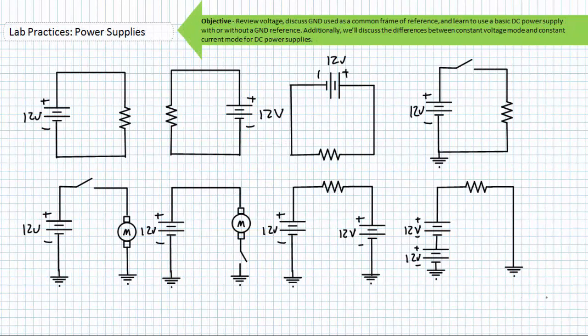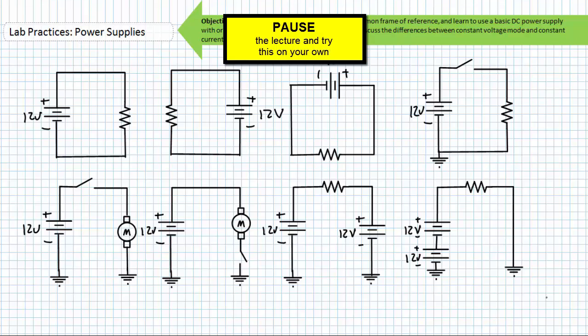Okay, here's our rogues gallery of goofy circuits. Again, what I'm asking you to do, see if you can determine the direction which conventional current will flow, if at all. If current does flow, indicate the polarity of the voltage drop. Pause the lecture and take your best shot. Again, fair warning, some of these may require some thought.